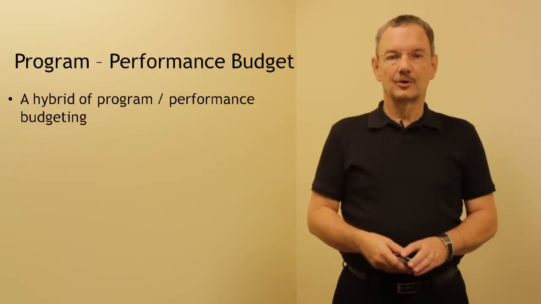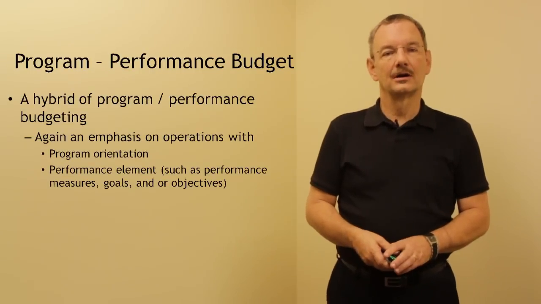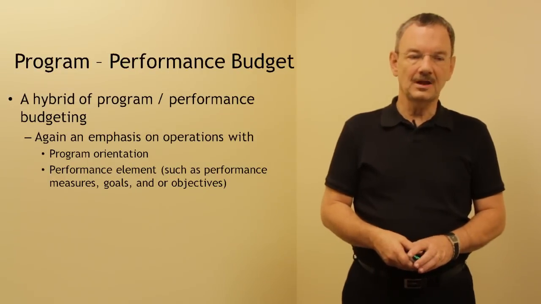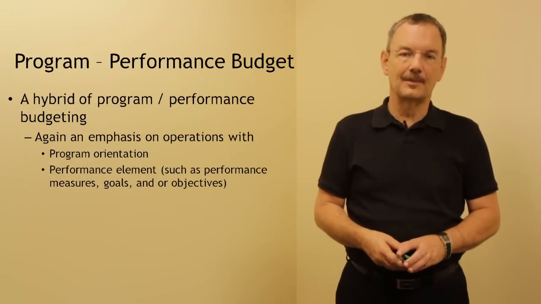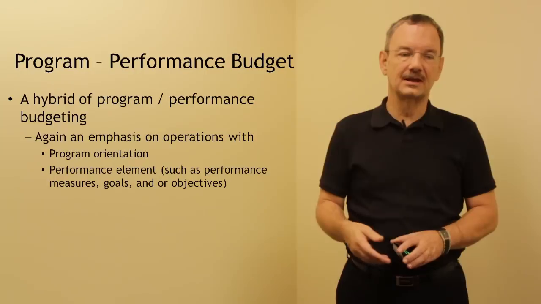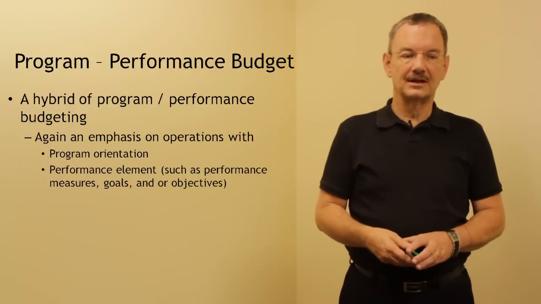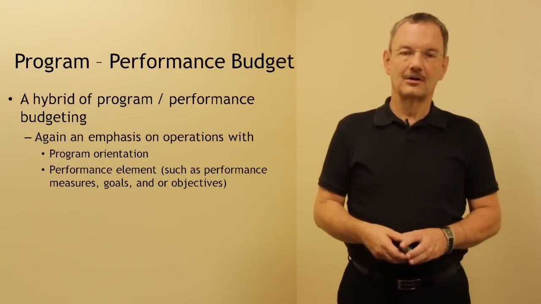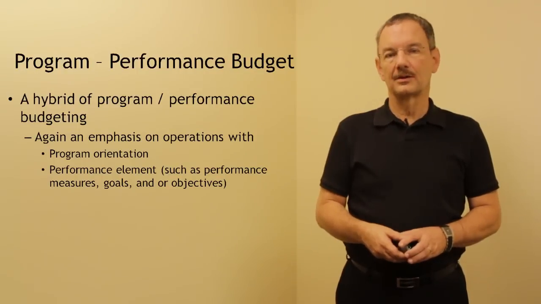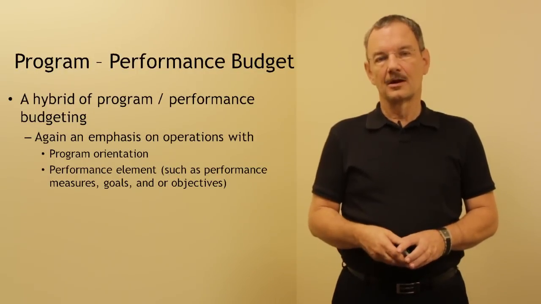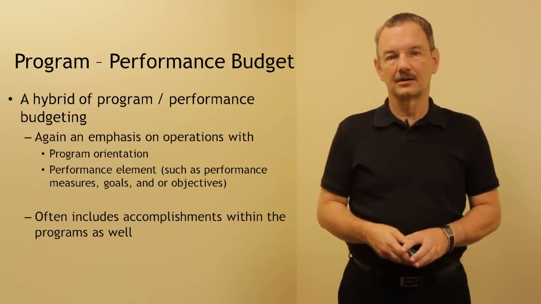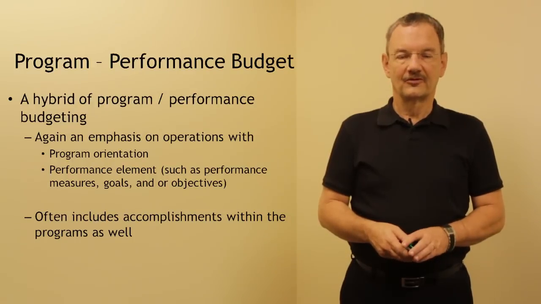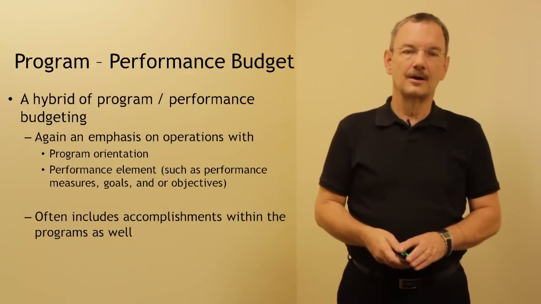These can be combined to create a hybrid, a kind of a mashup, if you will, where the emphasis continues to be on the operations of the organization, kind of what they do, with a program orientation, but again, a very strong performance element. So it's very common to see a program-oriented budget that focuses on performance and adds the financial element as a subset of that as well.